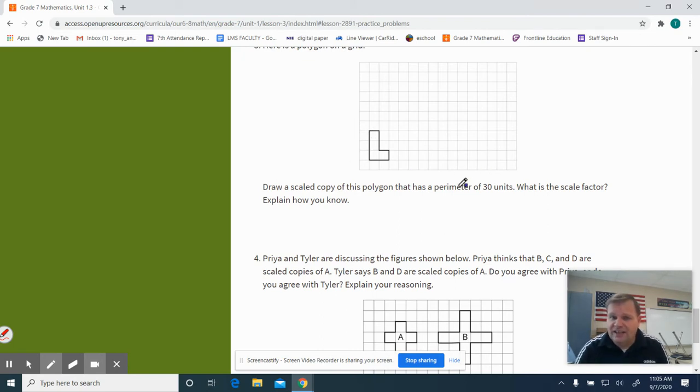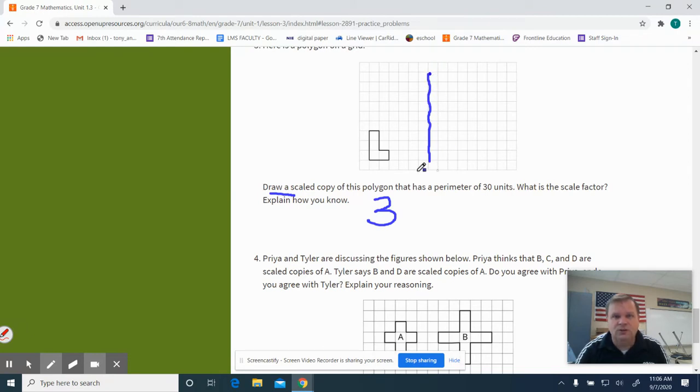So to get to 30, I know that I have to use a scale factor of 3. So I know that the scale factor is 3. So I've got to now draw it. So I have 3 here. 3 times 3 would be 9. So 1, 2, 3, 4, 5, 6, 7, 8, 9.